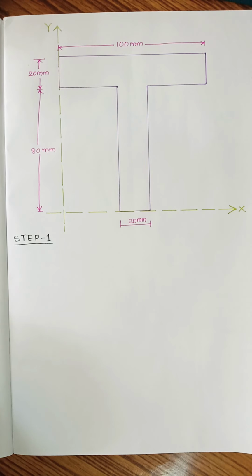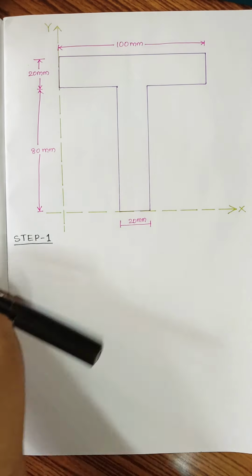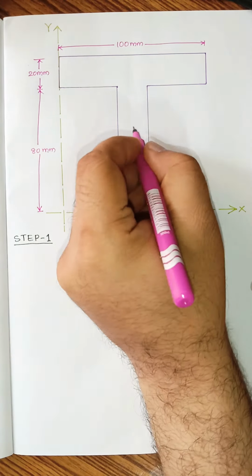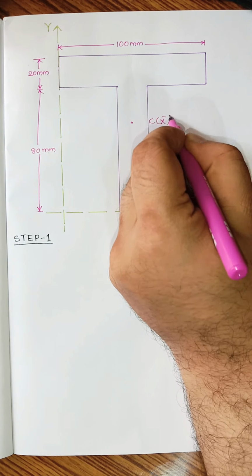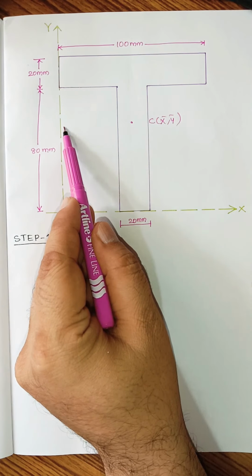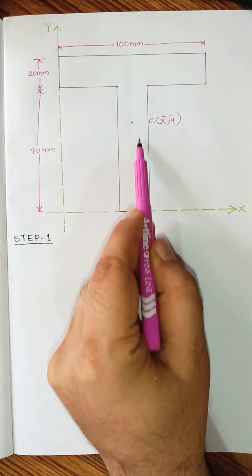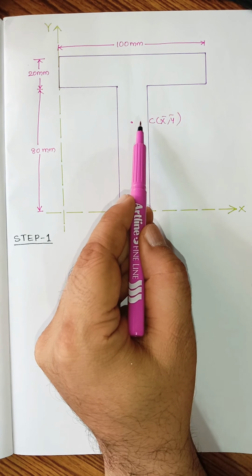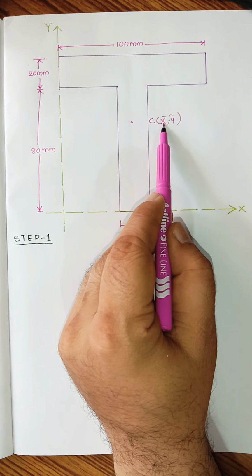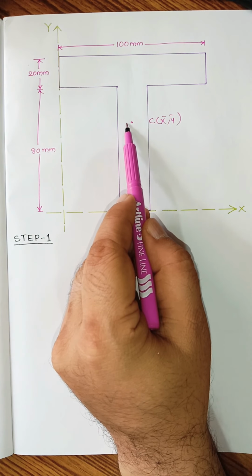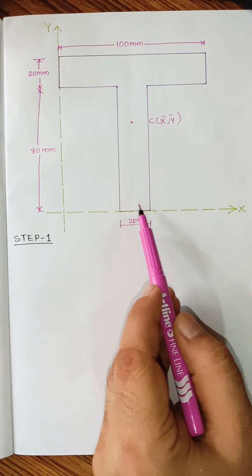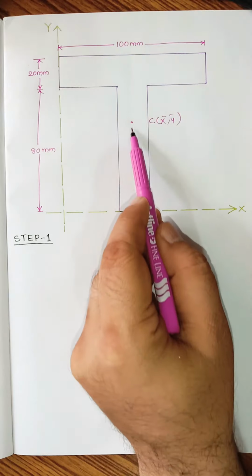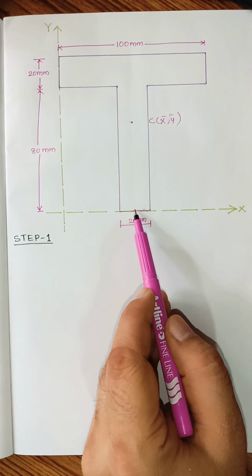Now, how to solve this problem? How to determine the coordinates of the centroid for this given section? The first thing is, let me assume there is a point capital C whose coordinates are x bar and y bar, where x bar is the distance from the reference y-axis and y bar is the distance from the reference x-axis. Remember this, the most important thing. Whatever distance you measure from this point to the reference y-axis is taken as x bar, and the distance measured from the reference x-axis to this particular point is taken as y bar.